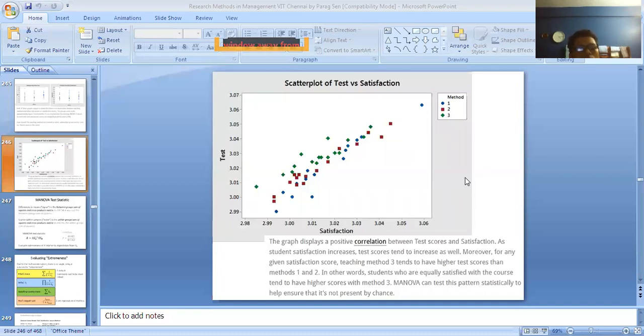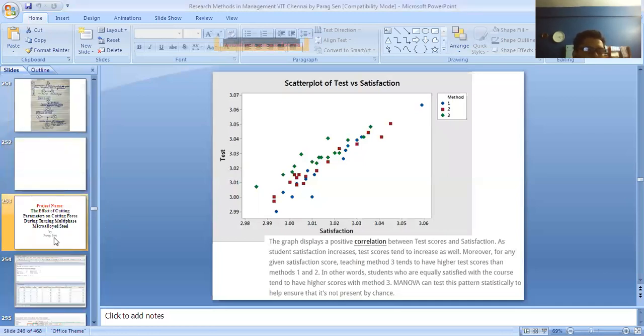So if the relationship exists, then you need to know how the independent variable is affecting or influencing that relationship. But if there is no relation between the test score and satisfaction score, then there is no point in observing the association between the independent variable and the relationship of the dependent variables. You don't need to check that.